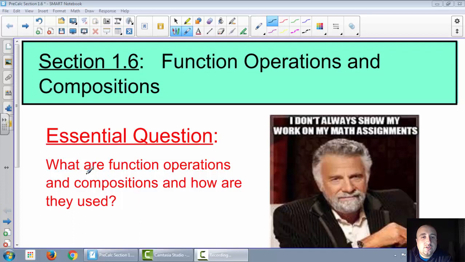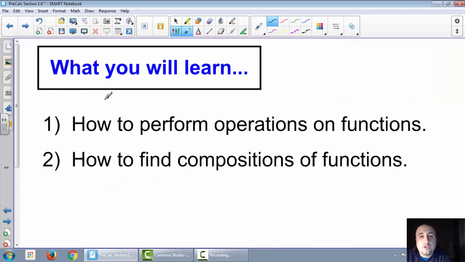So the essential question is, what are function operations and compositions and how are they used? All right, pretty simple. What you're going to learn, how to perform operations on functions and how to find compositions of functions. Okay, so remember this whole chapter is about this main word, functions, and what it does, what some properties are, what the graphs look like, things like that. So this whole chapter is a culmination of everything about functions. Okay, so now we're going to learn how to do operations on functions and how to do compositions on functions.